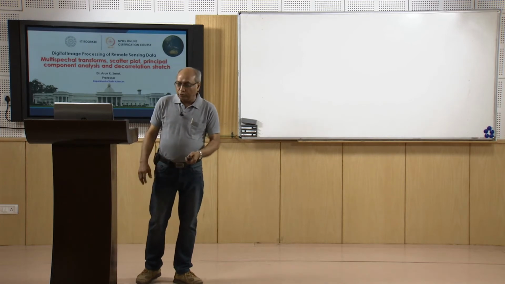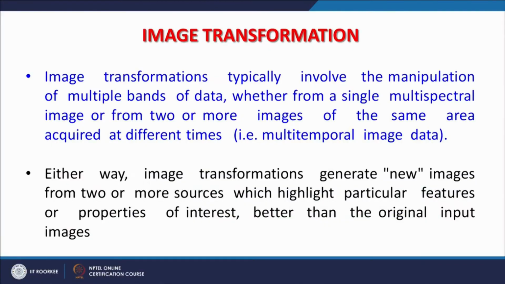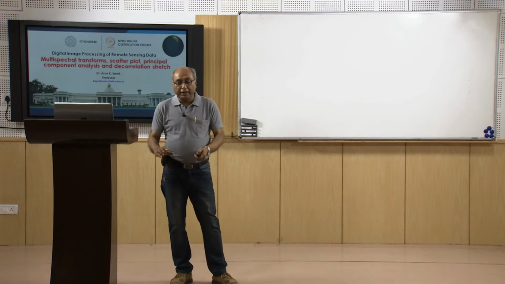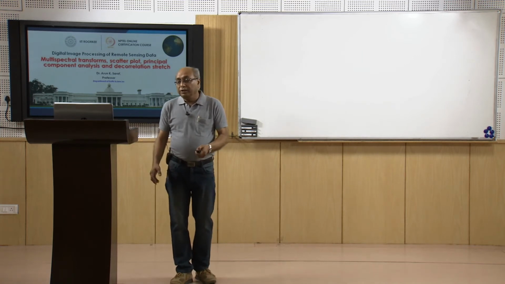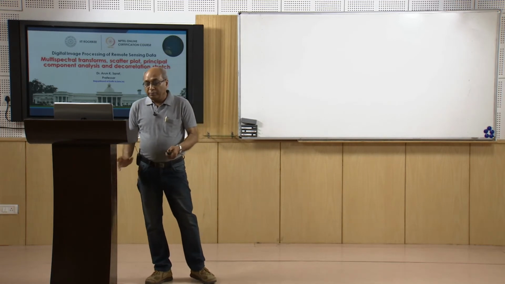So that can also be analyzed in this way, and either way the image transformation generates new images from 2 or more sources which highlight particular features or properties of interest better than the original input image. In case of single band images, most of the things we have been doing through the LUTs, and in some cases new images may not be generated, but in a multivariate analysis these things are there.